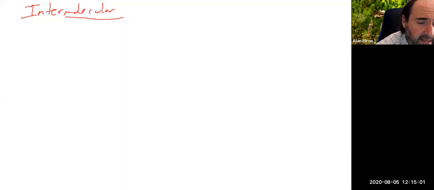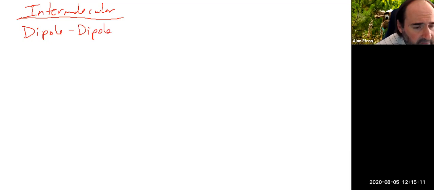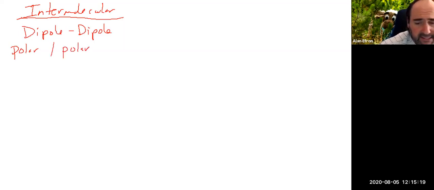So we talked about some specific types of intermolecular forces. There are really three big categories of them. And the first one is dipole-dipole interaction. Dipole-dipole interaction is when we have polar molecules coming together, either a polar molecule with itself or a polar molecule with another polar molecule.